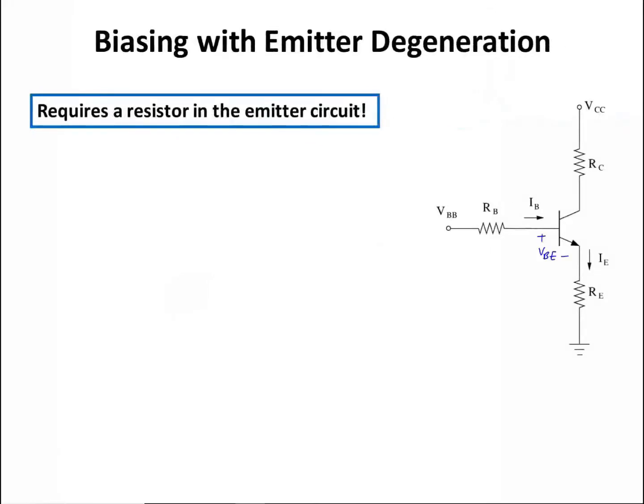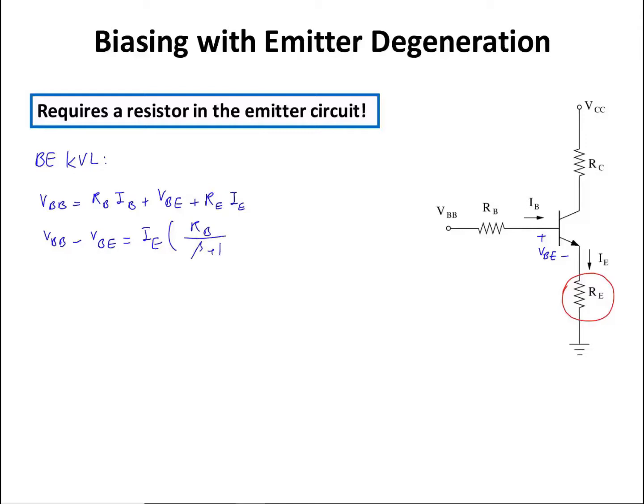A better biasing circuit is biasing with emitter degeneration, and it is when you add a resistor, an emitter resistor, to the previous circuit. Doing so has the benefit of eliminating the effect of changing beta on the bias point of this transistor, or at least reducing it. Let's take a look at how this works. Let me write the base emitter KVL here, and that's going to give me VBB equals R base multiplied by I base plus the base emitter voltage plus RE multiplied by IE, and from there VBB minus the base emitter voltage is equal to IE multiplied by R base divided by beta plus 1 plus RE.